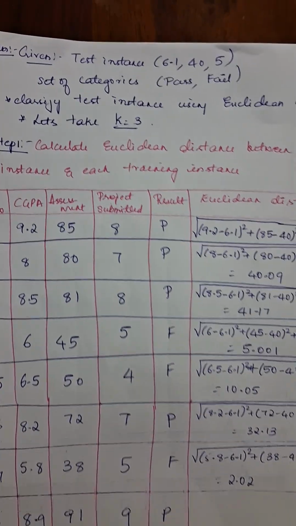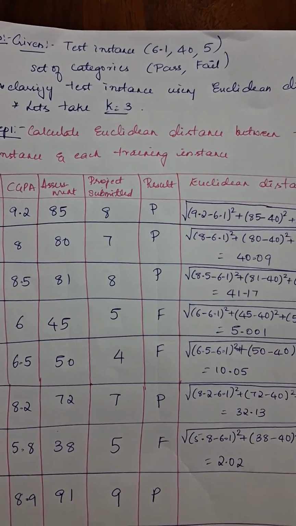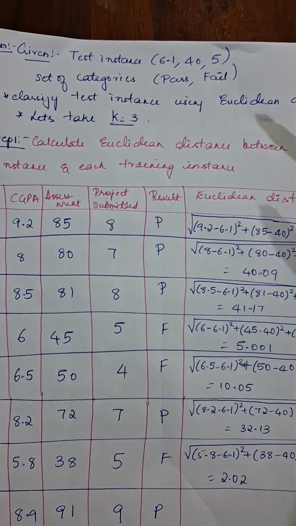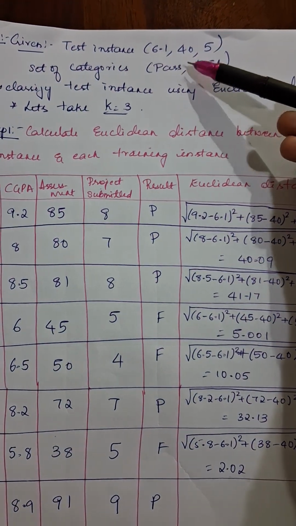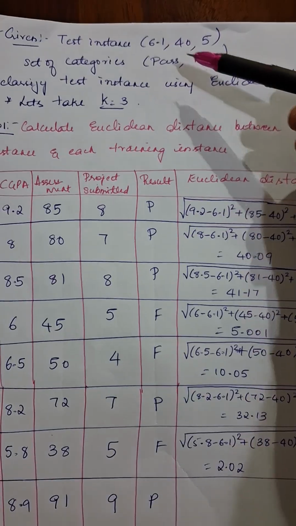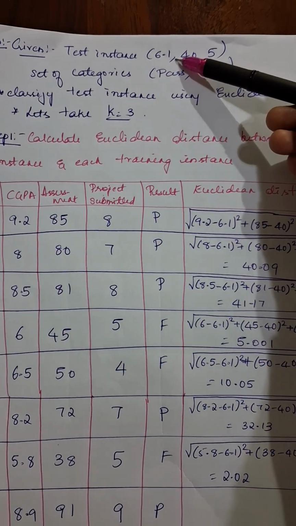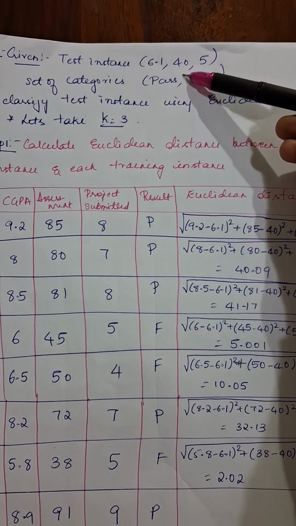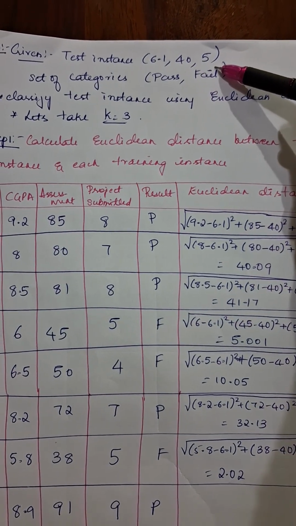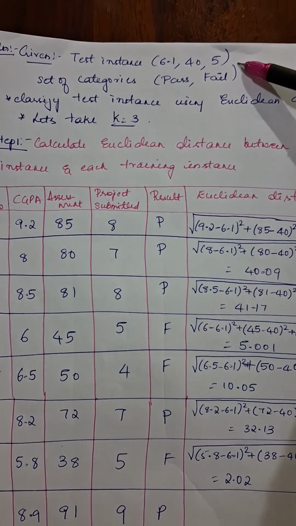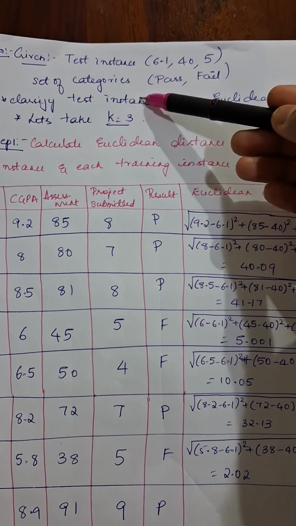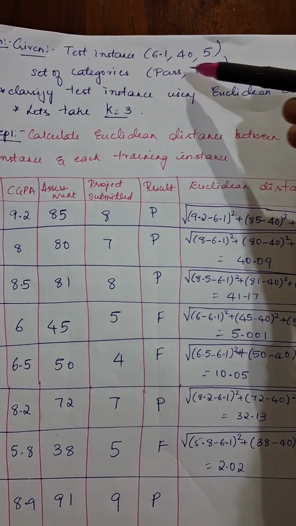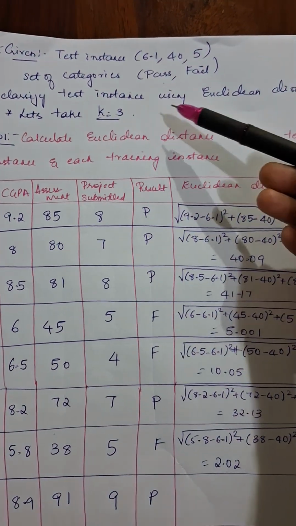Before you start the KNN algorithm, first write what the test instance is. Suppose in the question the test instance is given as 6.1, 40, 5. So 6.1 is the CGPA, 40 is the assessment marks, and 5 is the project submission marks. So this is a test instance, and you have to find out whether it will pass or fail. So we are going to classify the test instance.